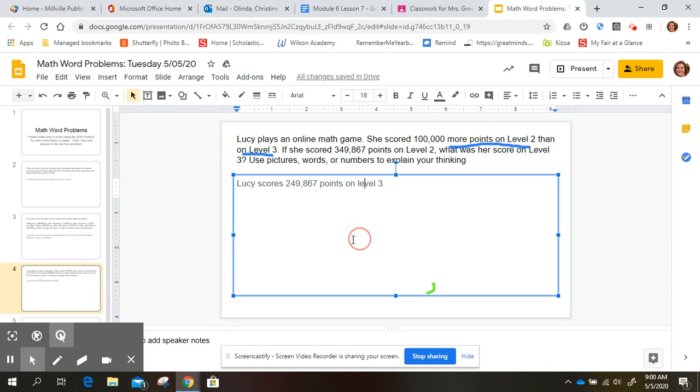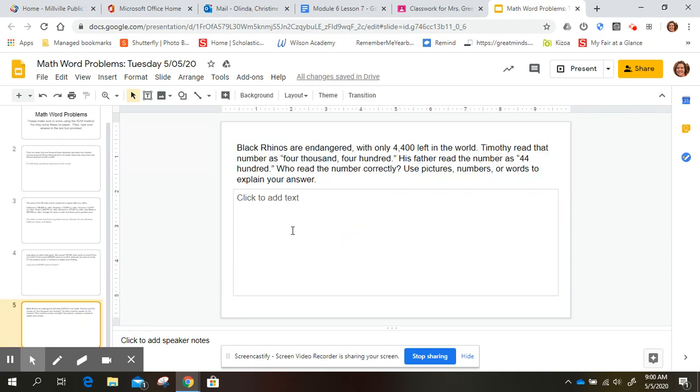And then we're coming up to our last one. It says, black rhinos are endangered with only 4,400 left in the world. Timothy read that number as 4,400. His father read the number as 4,400. Who read the number correctly? Use pictures, numbers, or words to explain your answer.